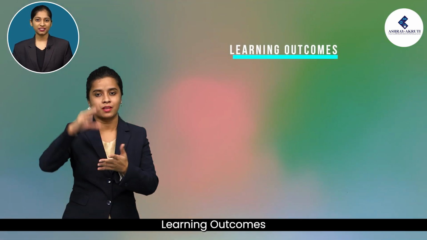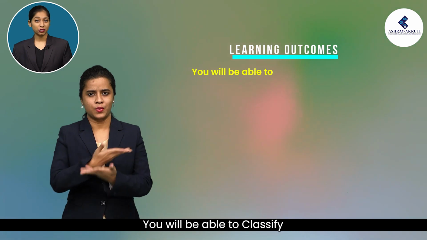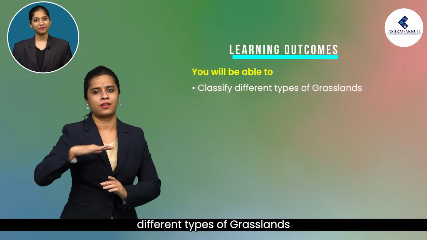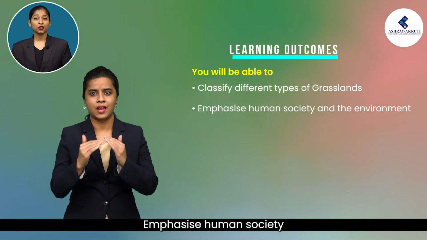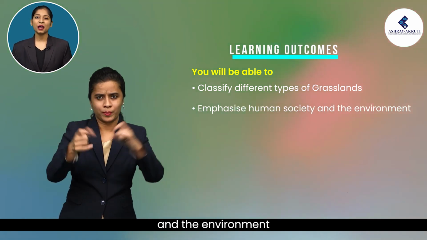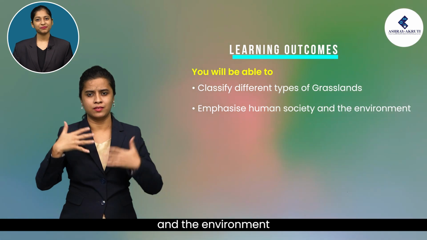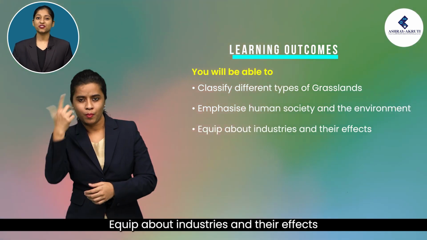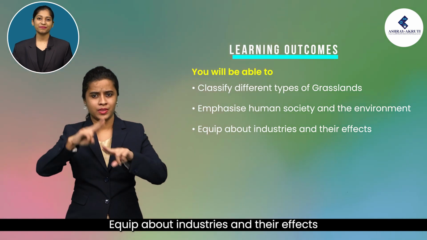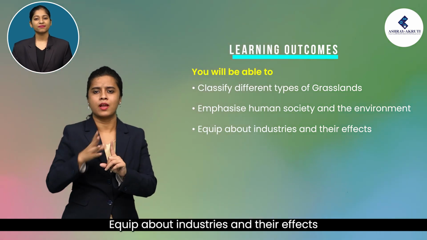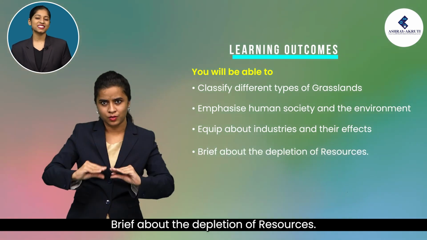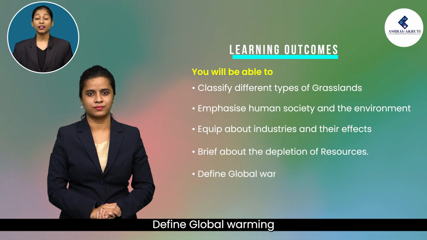Learning outcomes. You will be able to classify different types of grasslands. Emphasize human society and the environment. Equip about industries and their effects. Brief about the depletion of resources. Define global warming.